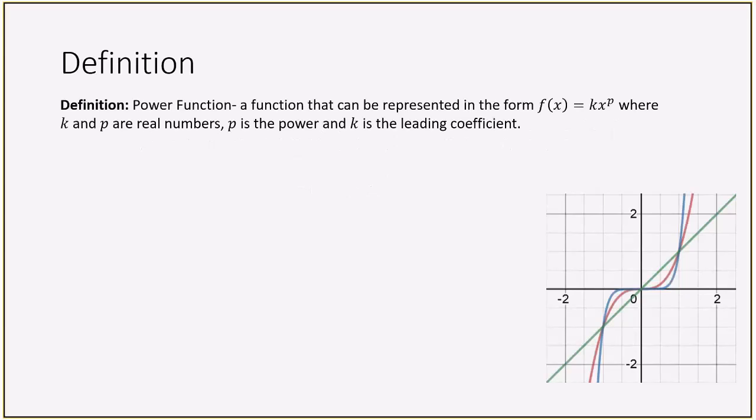So, rough definition: a power function is anything that can be written as kx to the p, where k and p are real numbers. p we call the power, k we call the leading coefficient, and we call x the base. But k is very important. We talk about leading coefficients a lot in this section and throughout the next couple of ones.